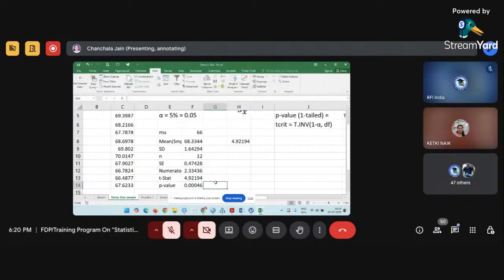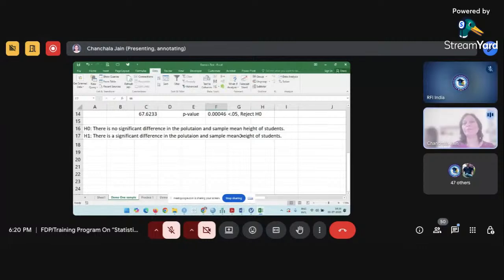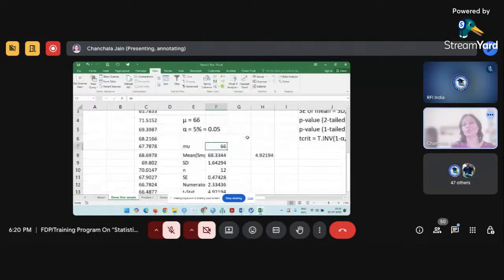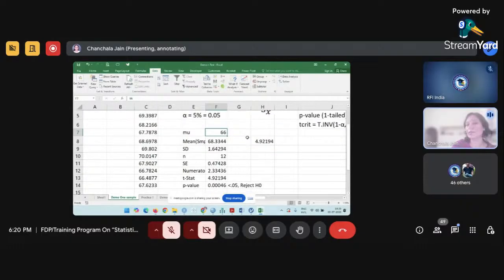Okay, so I think everyone has got this. If this is your p value, you can compare it with the level of significance and check whether it is less than 0.05. If it is less than 0.05, what will we do? We will reject the null hypothesis. If I am rejecting the null hypothesis, I will conclude there is a significant difference between the population and the sample mean height of the students.